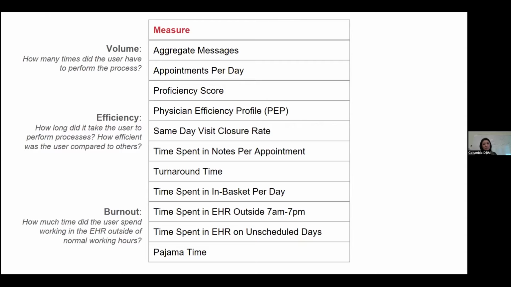We chose these 11 measures because they correlated to areas that potentially reflect burden. So it looks at, for each user, what's the volume that they're seeing? How many times are they having to go through a process?